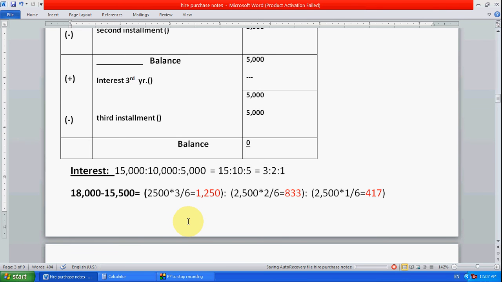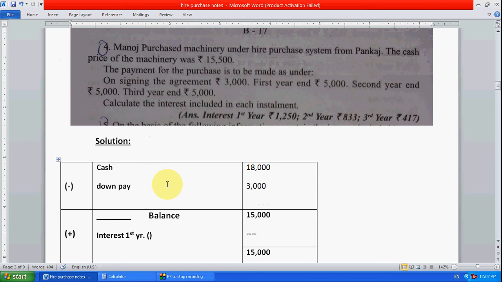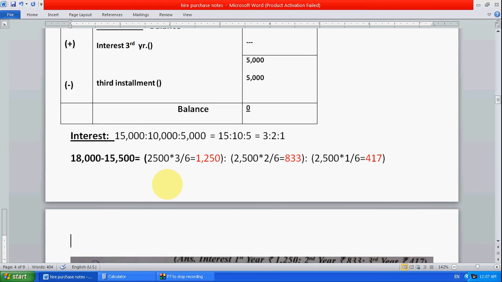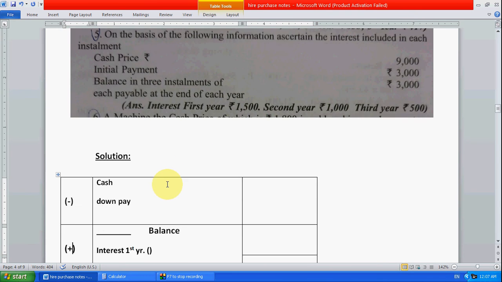Okay, now let's go to the next question. This is how we have to calculate when the interest is already included in the installment. It's very easy, it's not very tough, so you can do it easily. So now let's go to another question.